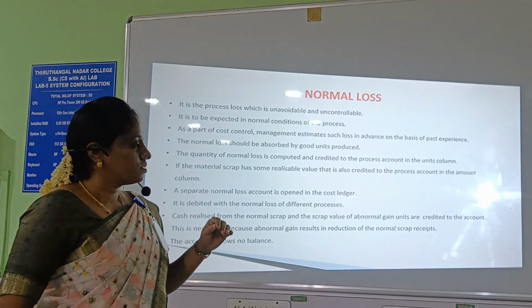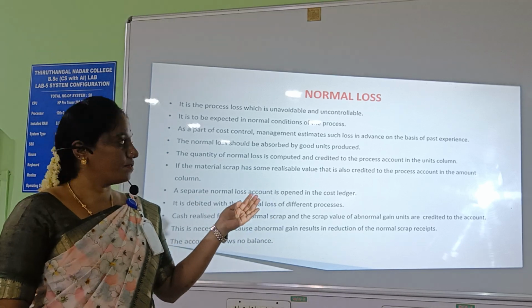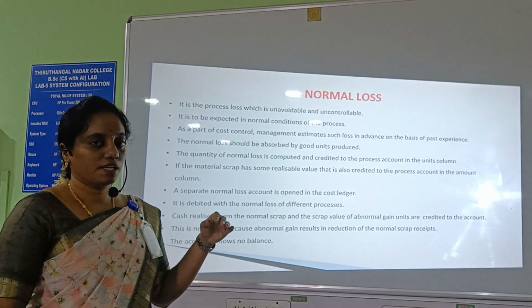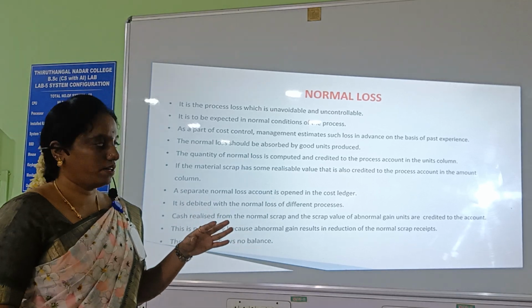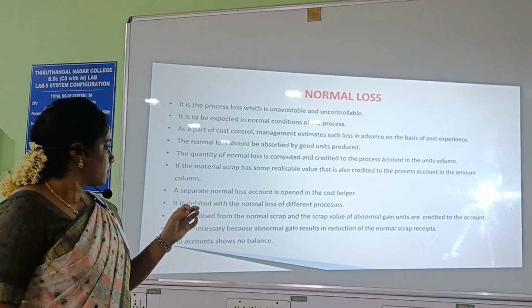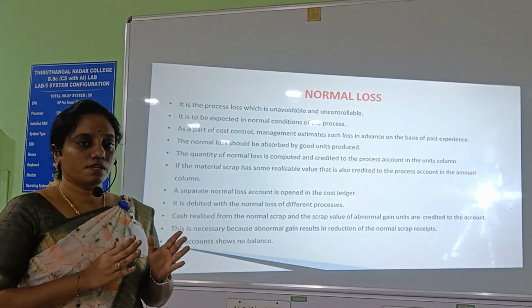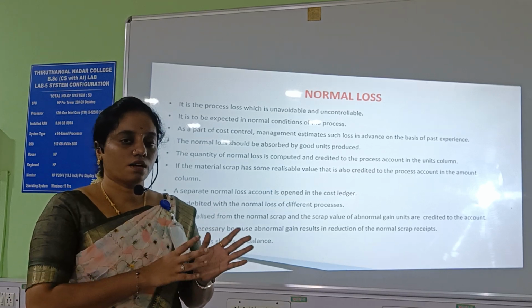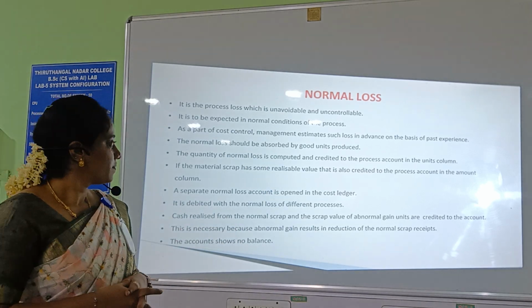Normal loss is unavoidable and uncontrollable. It cannot be controlled and it cannot be avoided. It is to be expected in normal conditions of the process. A separate normal loss account is opened in a ledger. For this account itself, a separate ledger is opened.